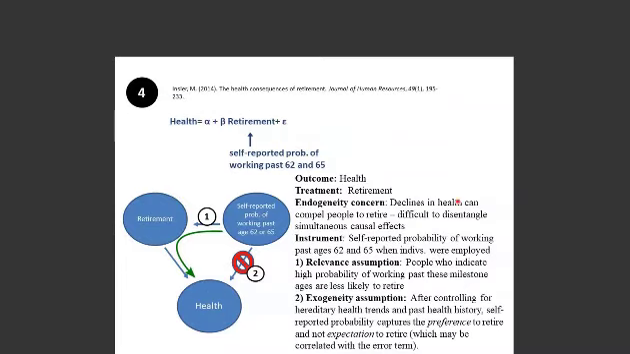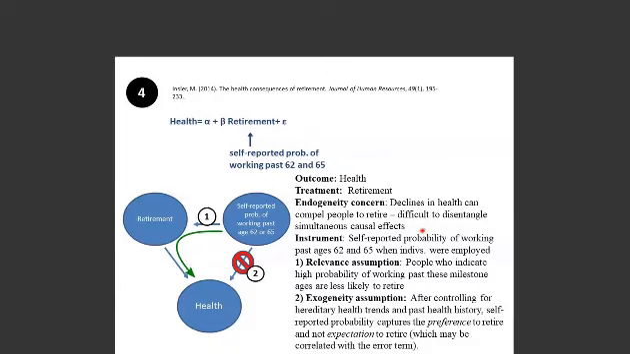Now, this next example, the authors are interested in looking at the impact of retirement on health. So the outcome is health, treatment is retirement, and the endogeneity concern is that declines in health can compel people to retire. So the authors are interested here in retirement's impact on health, but really health could be impacting retirement decisions. So it's difficult to disentangle such simultaneous causal effects.